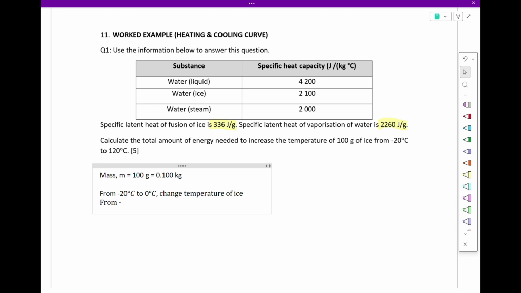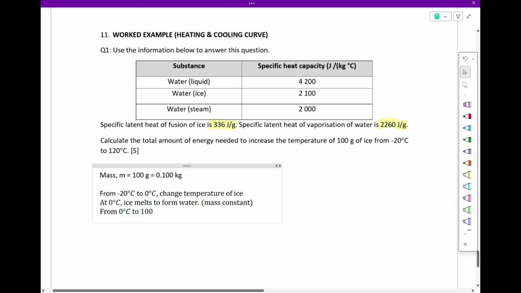Okay, then at 0 degrees Celsius, ice melts to form water. Okay, mass constant. Then from 0 degrees Celsius all the way to 100 degrees Celsius, because we are assuming that this is pure water, the change in temperature of water. Now you'll notice later on when I show you the formula itself, why do I need to keep emphasizing is it of water, is it of ice? All of these matter quite often. Okay, they are very important.